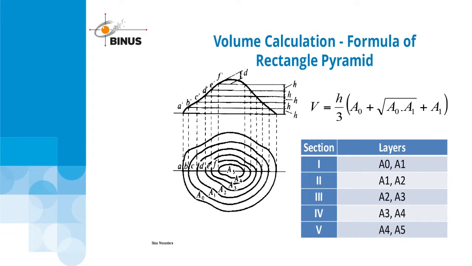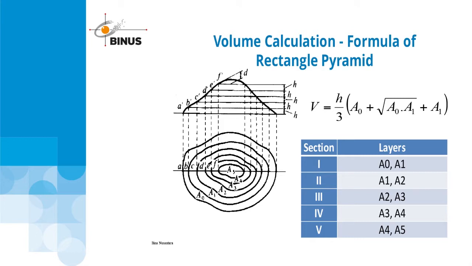From the drawing on the presentation, there are areas A0, A1, A2, A3, A4, and A5, each corresponding to the area of contour lines A, B, C, D, E, and F. H is the vertical distance between each contour, which is a constant value.